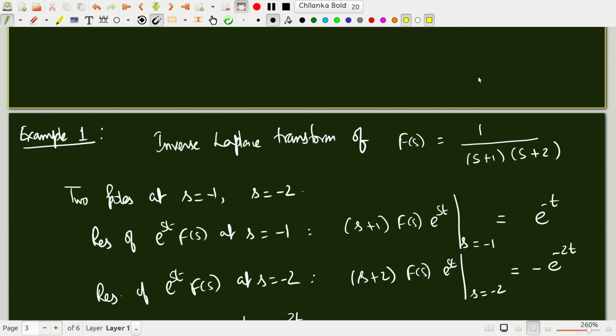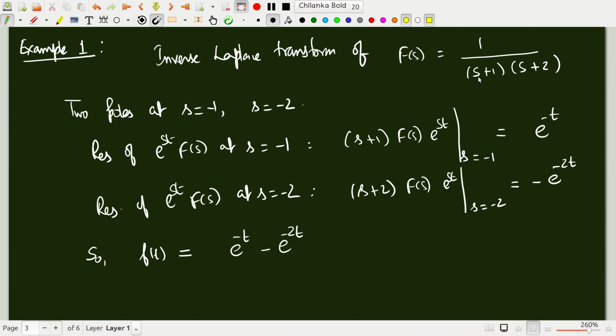Okay, so let's look at some examples of inverting Laplace transforms. Suppose I had f of s is 1 over s plus 1 times 1 over s plus 2. There are two poles, you will agree, at s is equal to minus 1 and at s equal to minus 2. Now we have to find the residues.